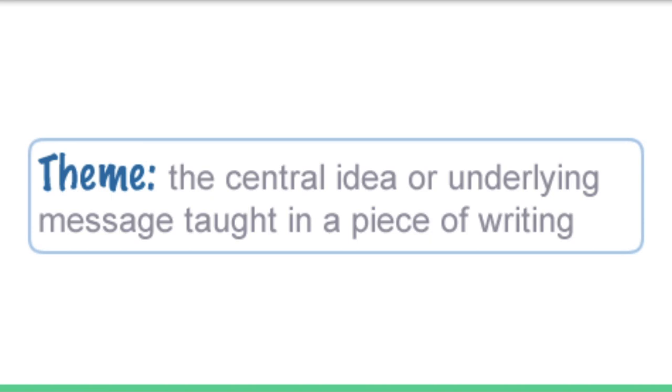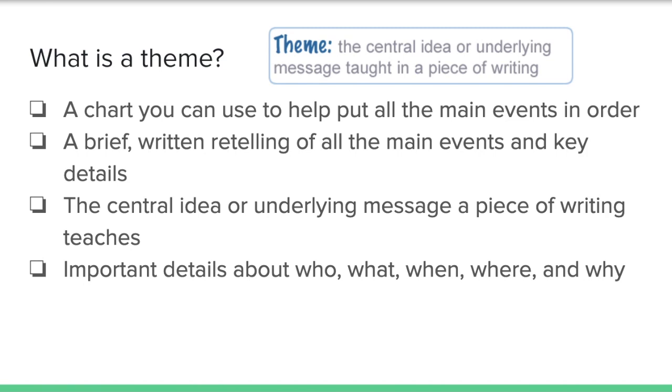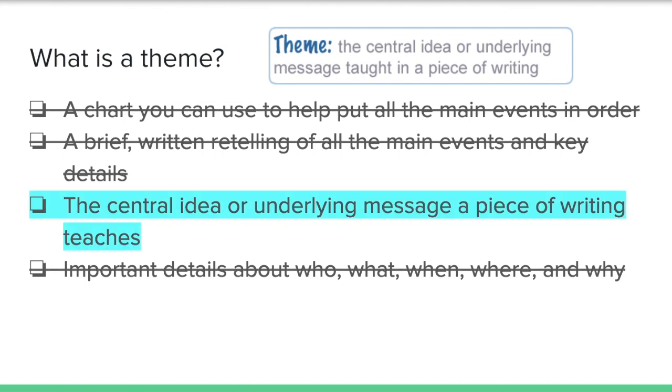It's the moral. So when you think about it, which one is it? Is a theme a chart you can use to help put all the main events in order? Is it a brief written retelling of all the main events and key details? Is it the central idea or an underlying message a piece of writing teaches? Or is it important details about who, what, when, where, and why? Which one do you think it is? 1, 2, 3, or 4? If you said it's the third one, you are absolutely right.